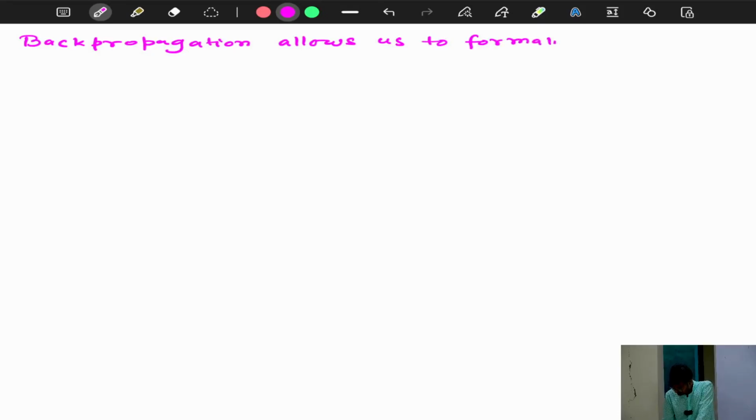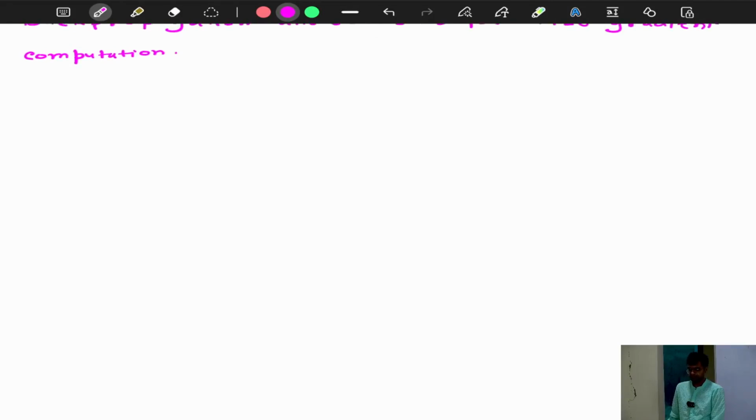So, backpropagation allows us to formalize gradient computation. Okay, backpropagation, BP, allows us to formalize. So, let us see how we can formalize. Okay, nothing difficult, we will just break it into steps, that is all we will do.